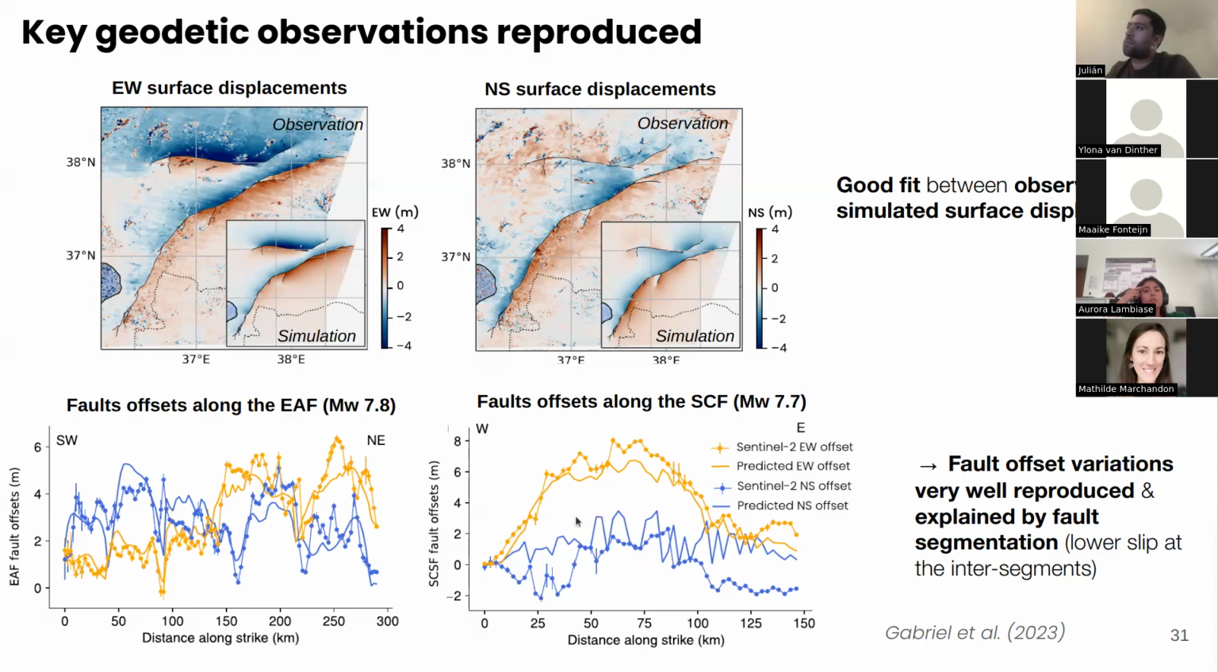And here, what you can see is the fault offset along the East Anatolian fault and along the second event faults. The fault offset, so the slip at the surface on the fault, is quite well reproduced by the model. And what was interesting is that the fault offset variation is very well reproduced, the variation that is due to the fault segmentation.